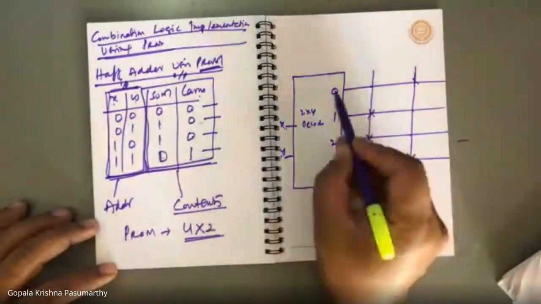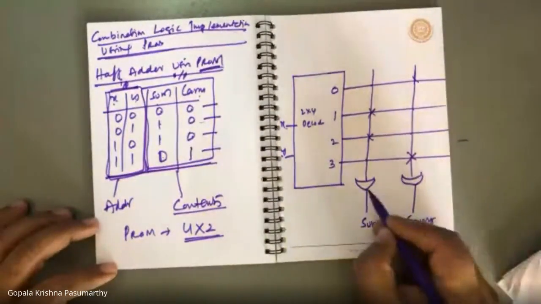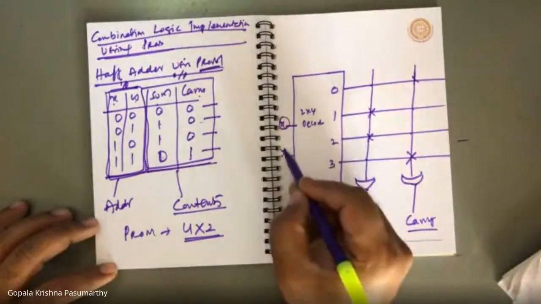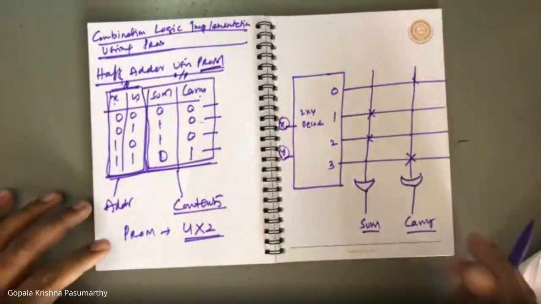X, Y are the inputs. Since 4 rows, 4 horizontal lines, 2 outputs, 2 vertical lines with OR gate, programmable OR gate, with names of the outputs here, names of the inputs here. Connect the notches as it is. Is it clear?